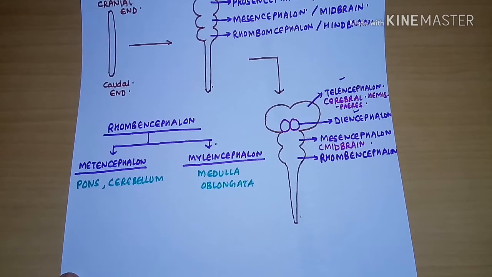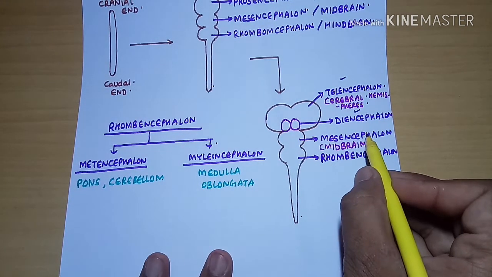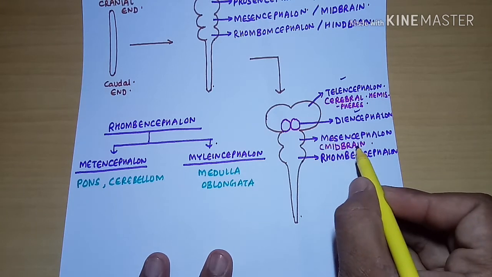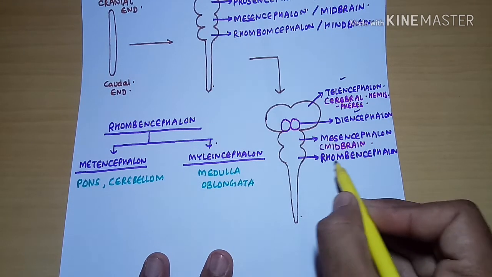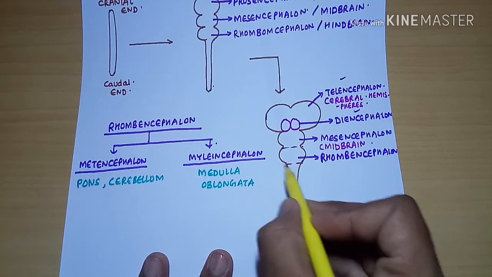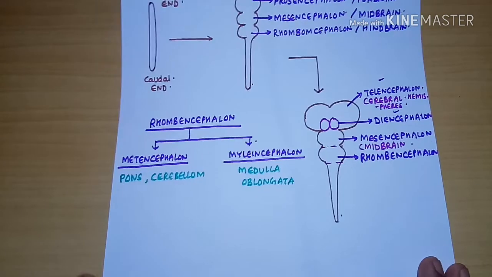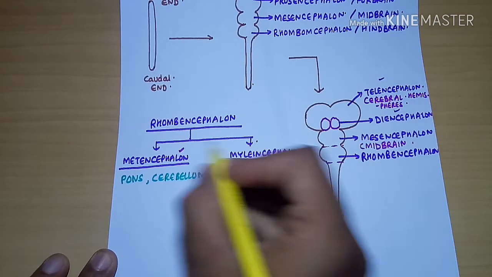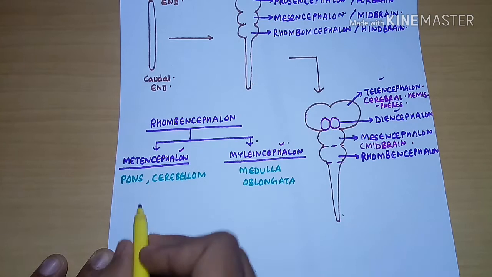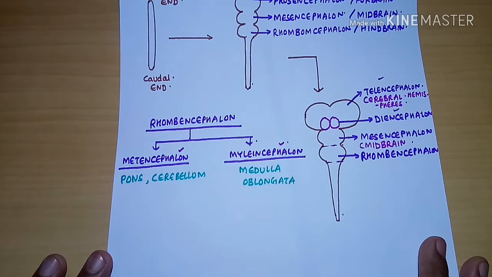Today's part of the video will be covering the embryological part of the neuroanatomy. So let's start. Below the mesencephalon, if this is the midbrain, the rhombencephalon is formed. This part of the brainstem is the rhombencephalon. And from the rhombencephalon, two structures are formed, which are the metencephalon and the myelencephalon. The metencephalon will form the pons and cerebellum, and the myelencephalon will form the medulla oblongata.